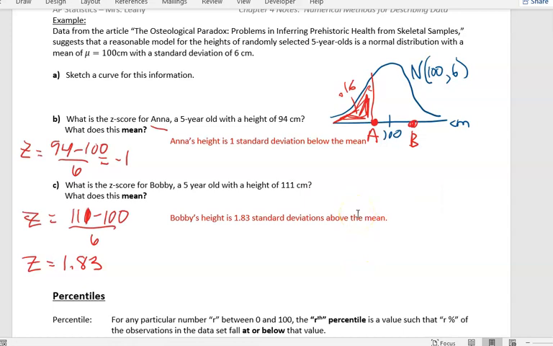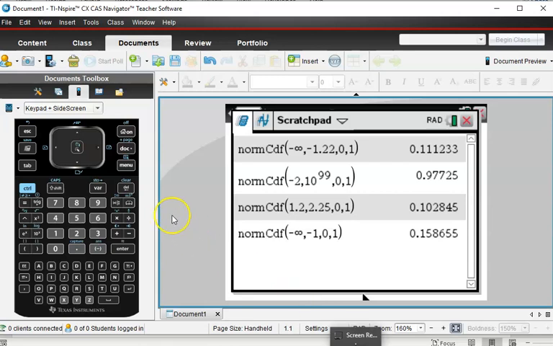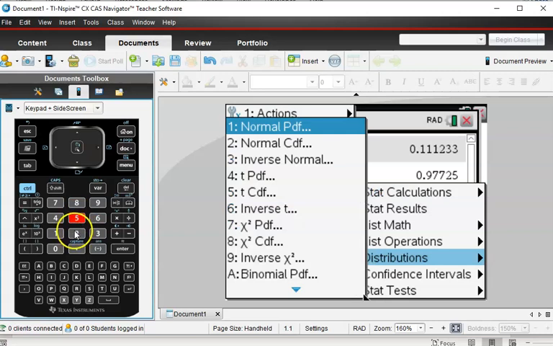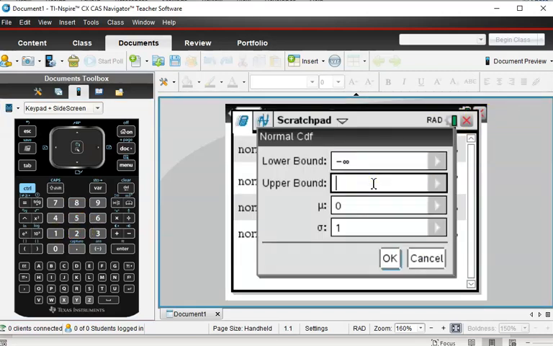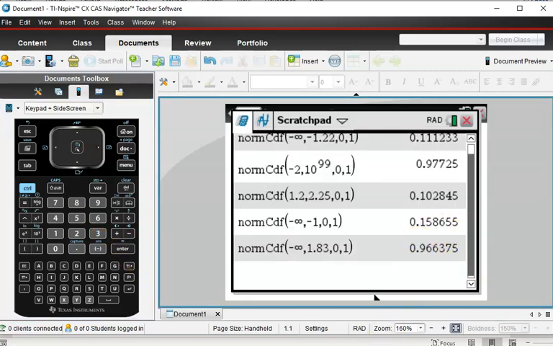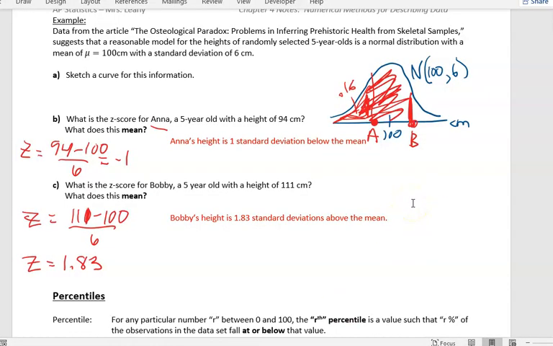And again, we could figure out Bobby's percentile as well. How tall is he actually? What is that percentile? What percentage of area is there to the left? I would take my calculator and do menu, statistics, distributions, NormCdf. How much is there from -infinity up to 1.83? Since this is normally distributed, we're talking about 97%. So Bobby is in the 97th percentile. Bobby is as tall or taller than 97% of 5-year-old kids. And that means that there must be 3% who are taller than him.